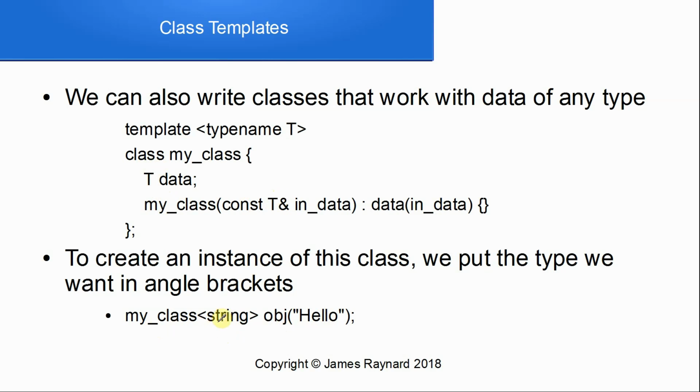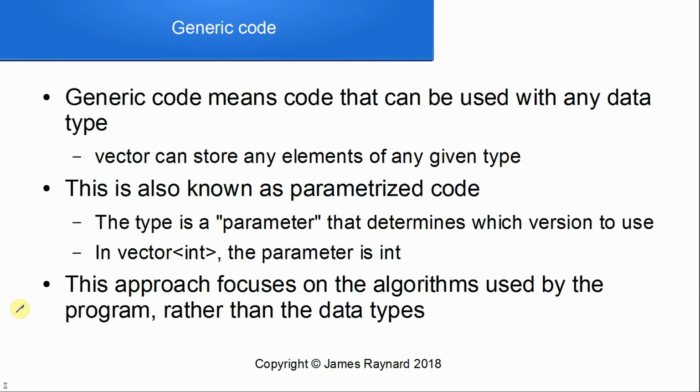So my class with string is actually a class which has string here. I'll briefly talk about the concept of generic code. Generic code means you write your code in such a way that you can use it with any type of data. And we've seen an example of this, which I've probably mentioned quite a few times. The standard vector can store elements of any given type, including built-in types and types that you've written yourself.